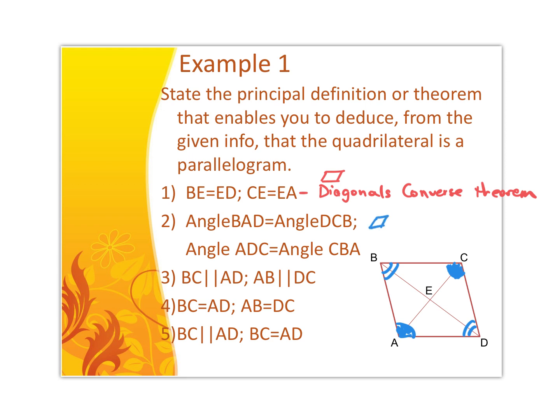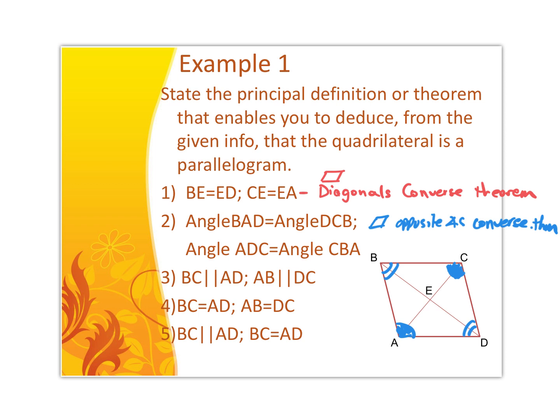So it's the parallelogram opposite angles converse theorem. Okay, which says if the opposite angles, both pairs, are congruent, then the quadrilateral must be a parallelogram. Then we go to number 3.